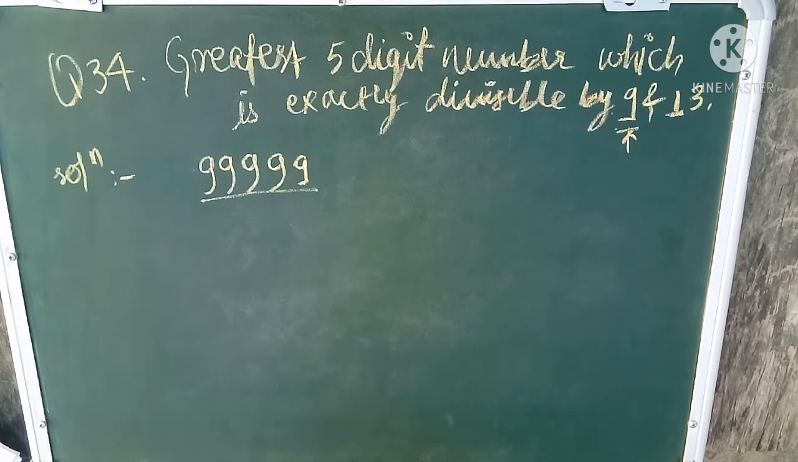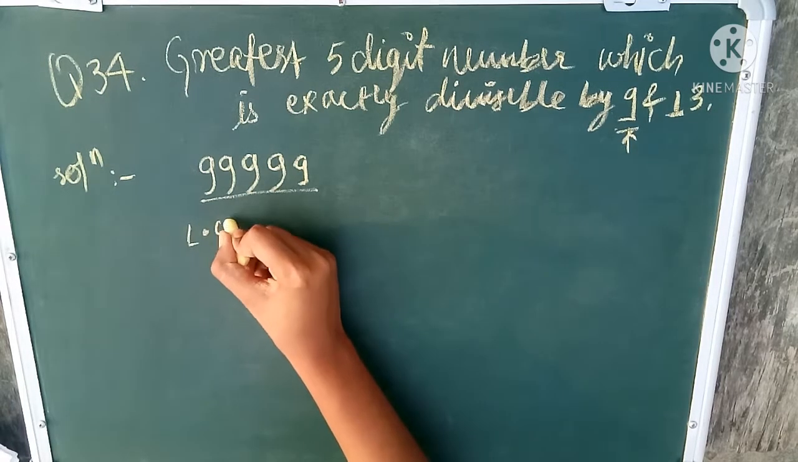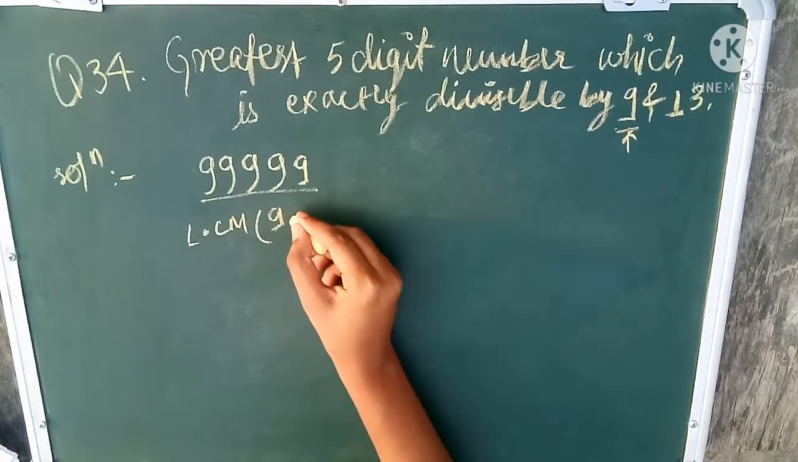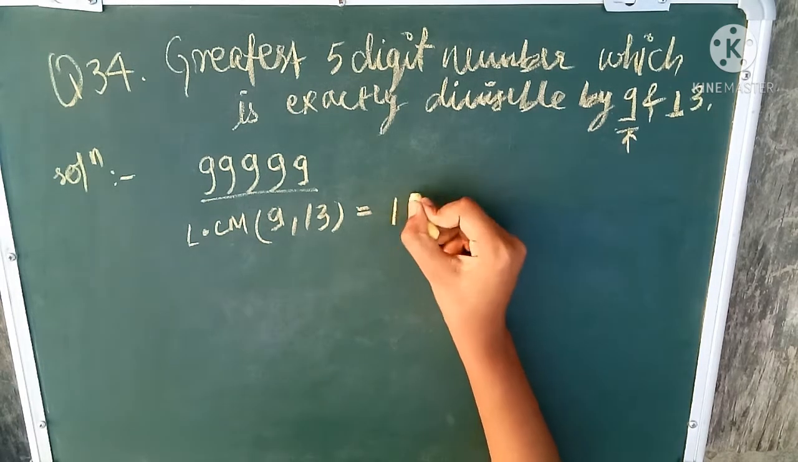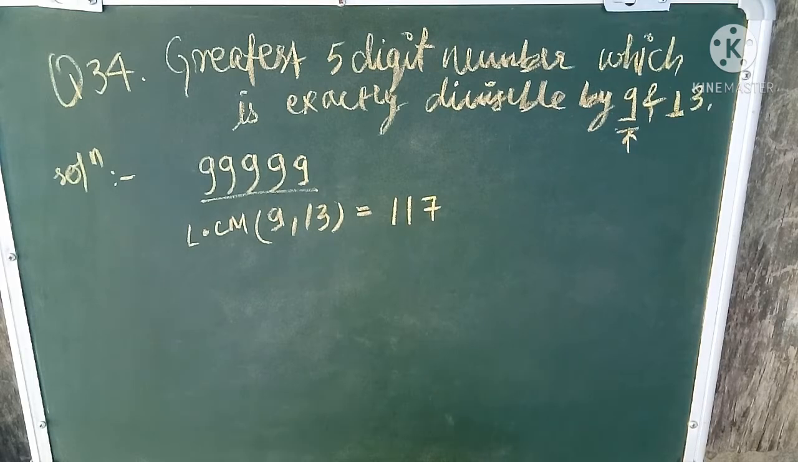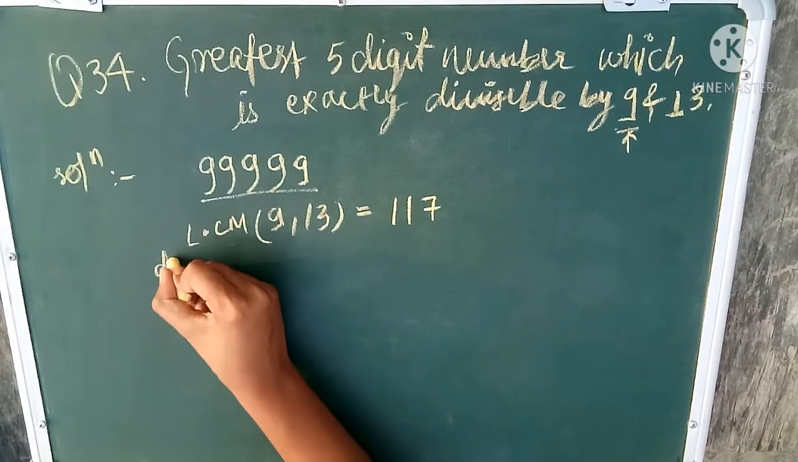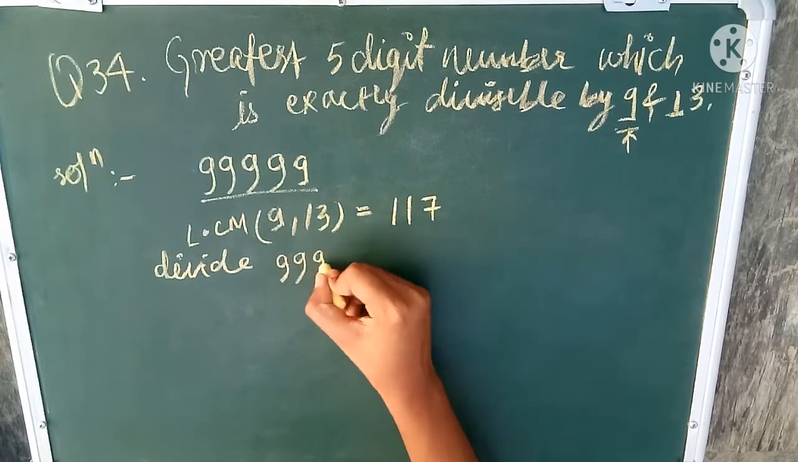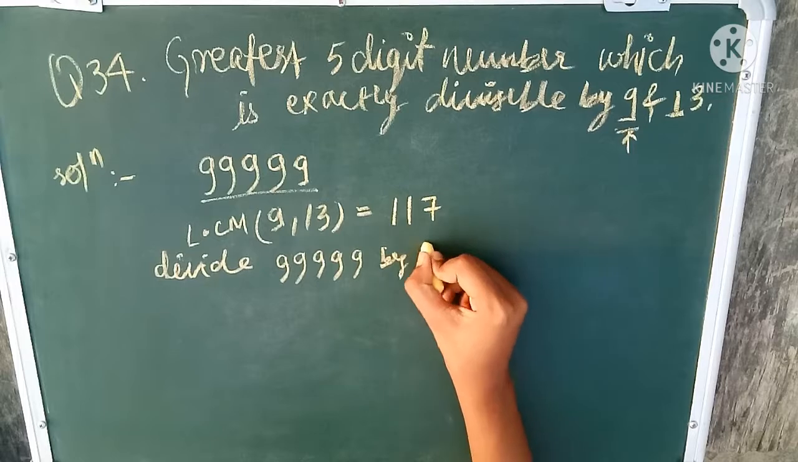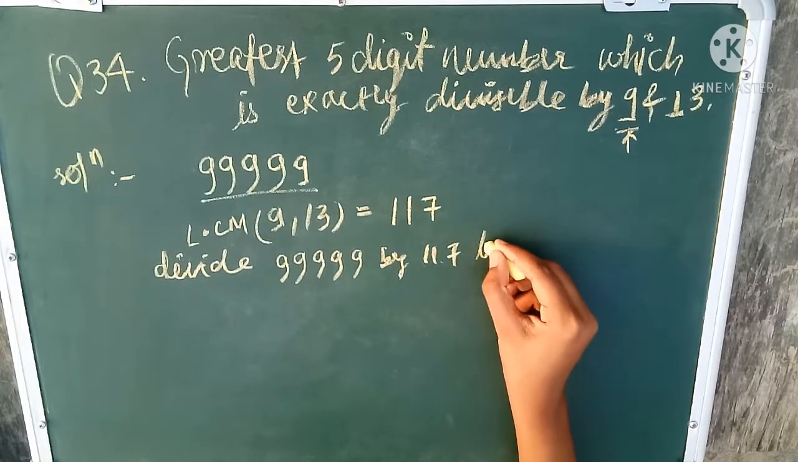So for that, let us find out the LCM of 9 and 13. Here we know that 13 is a prime number, so there is no common factor between 9 and 13. Thus, the LCM will be here 9 multiplied by 13, which is 117. The next step is we need to divide this number 99,999 by 117 to get the remainder.